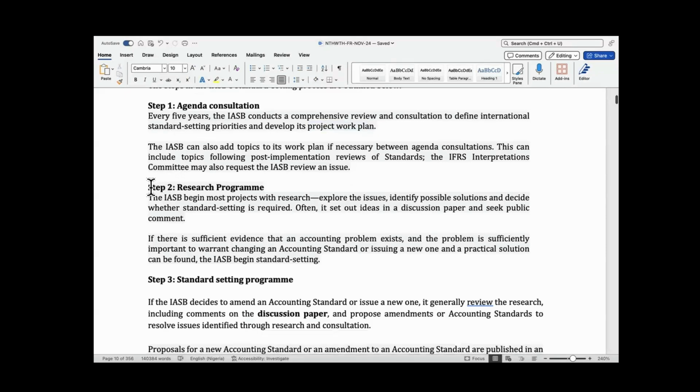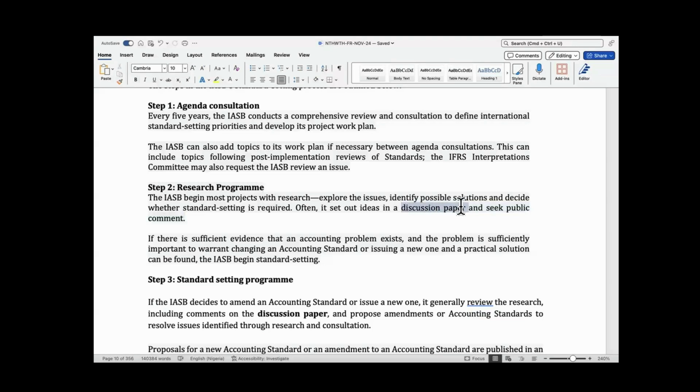Now, step two is the research program. From their work plan, they will come up with research questions on those problems. They will look for how to identify possible solutions. And that is usually documented in a discussion paper.